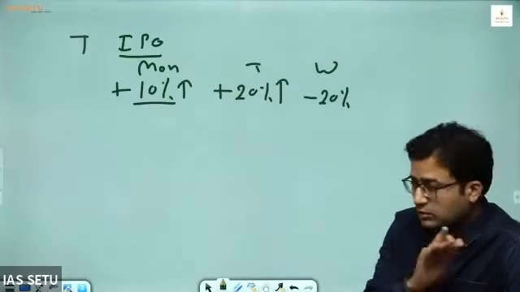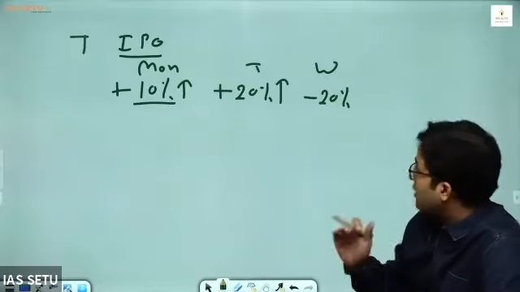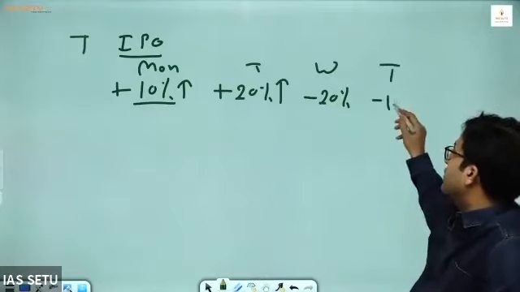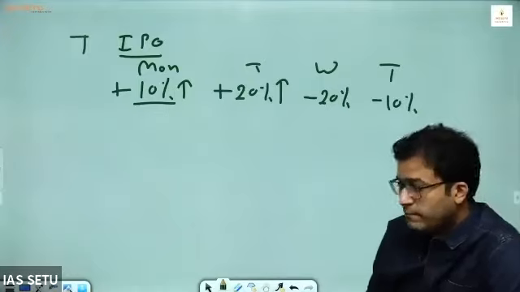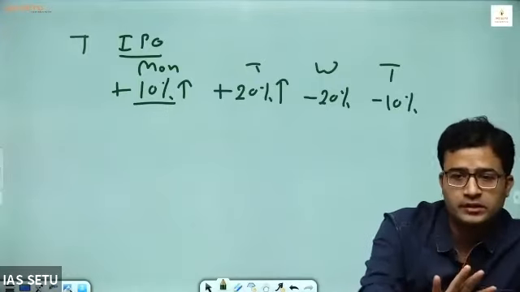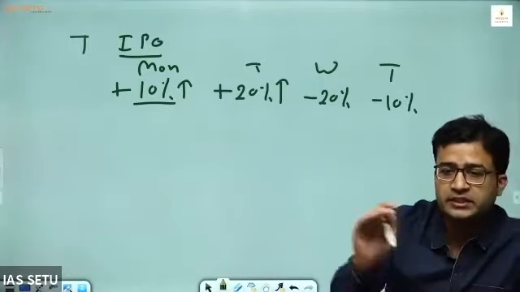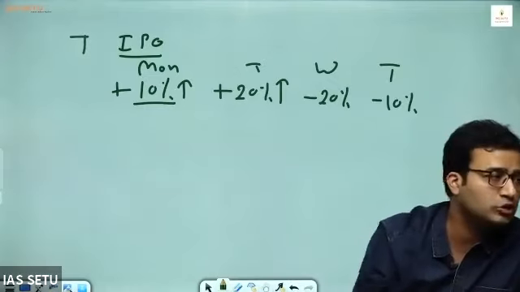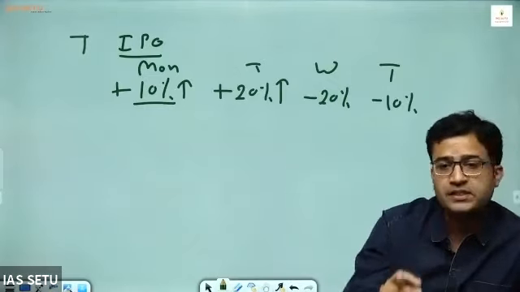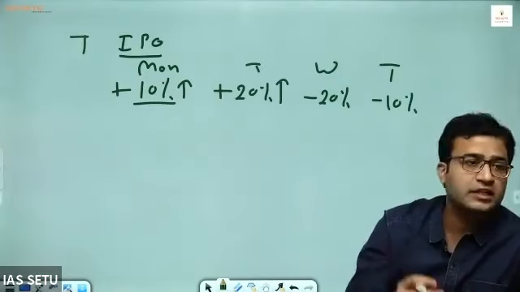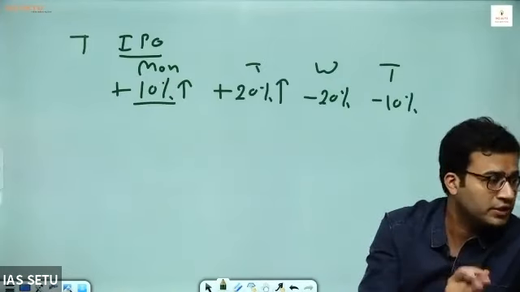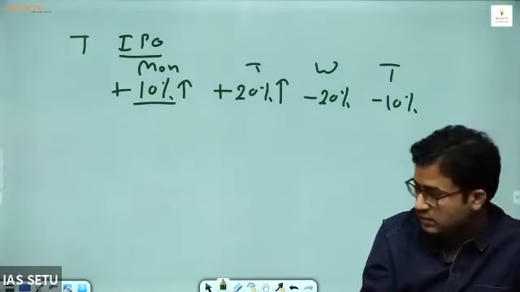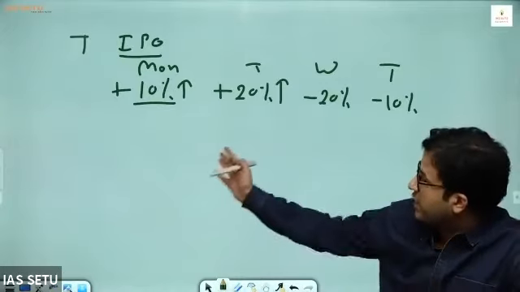Now I'm coming to the point. Tinder is falling as much as it rose. Thursday: 10% reduction. So there are 4 effects: increase, increase, decrease, decrease. And the question is, what percentage change is there in the Tinder share price? Okay, take your time.